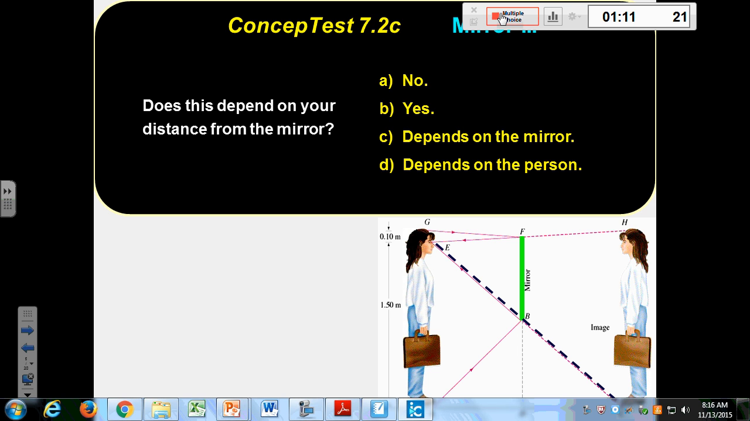So the answer to this question, does it depend on your distance from the mirror, is no. You still see the same amount of yourself, whether you're up really close to the mirror or far away from the mirror.